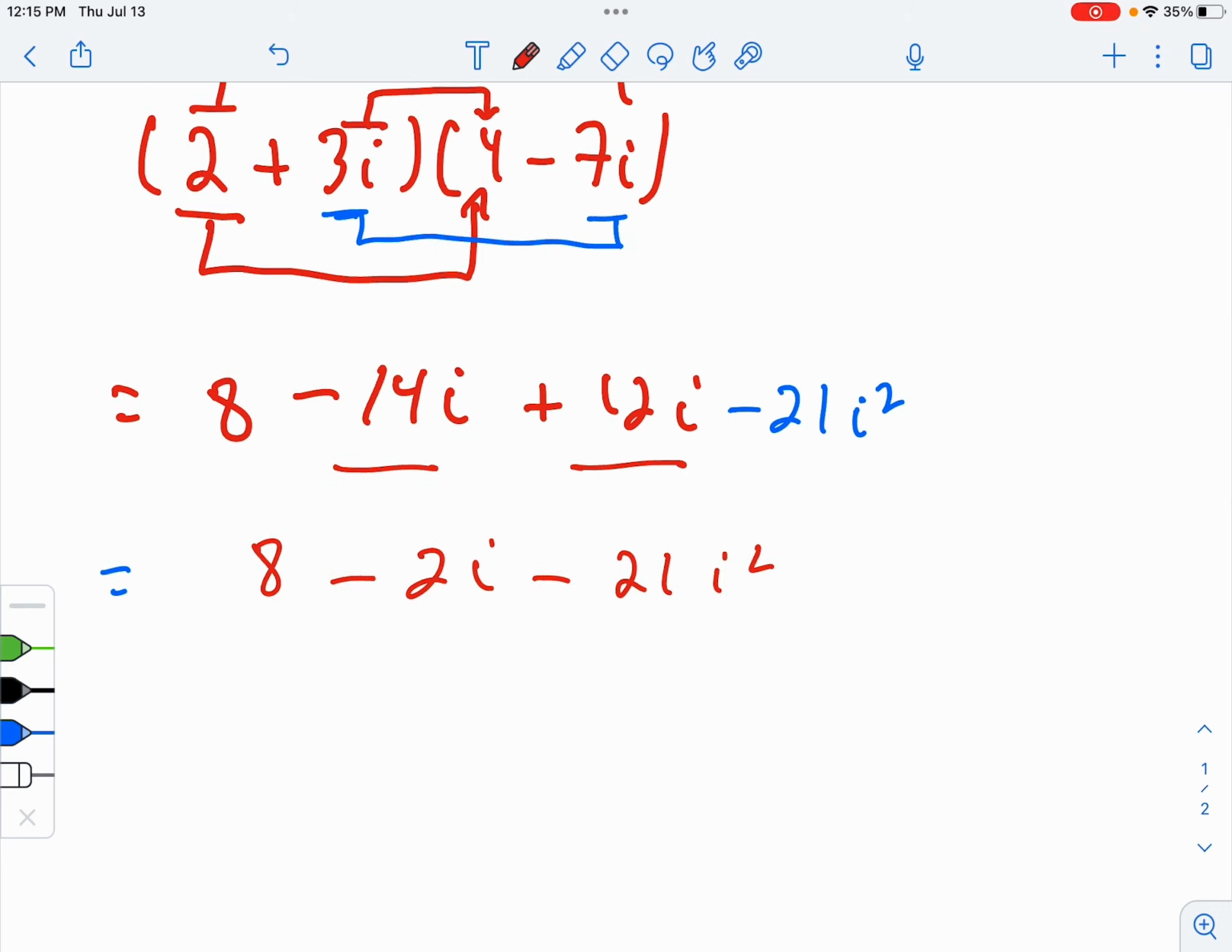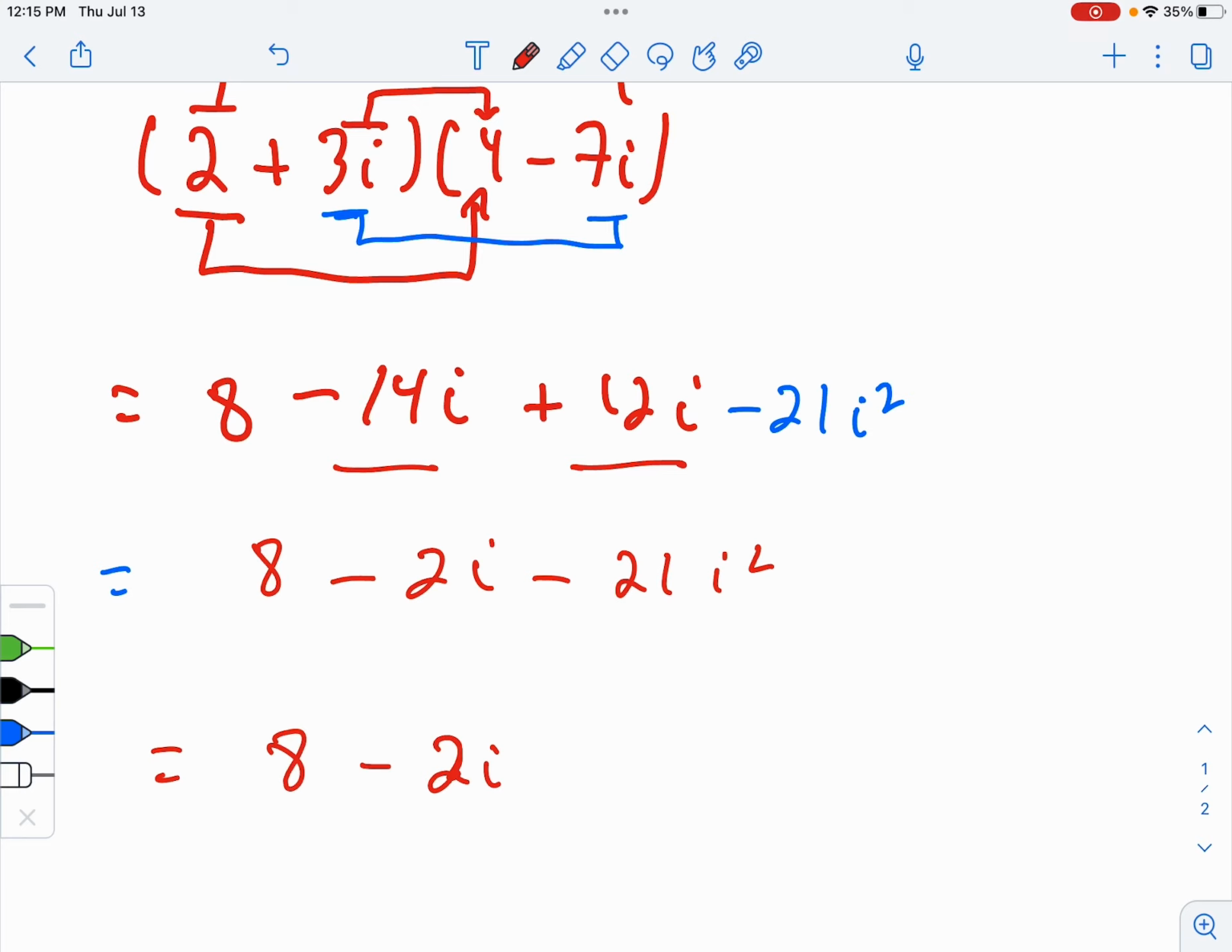The 2i now and the 21i squared, one thing I want to mention, these do not work together. They're not like terms. A lot of people think, oh, they both have an i, so no. Because the negative 21 has an i squared attached to it, by default, because it's a different exponent, it doesn't go along with the 2i. So what do we do?